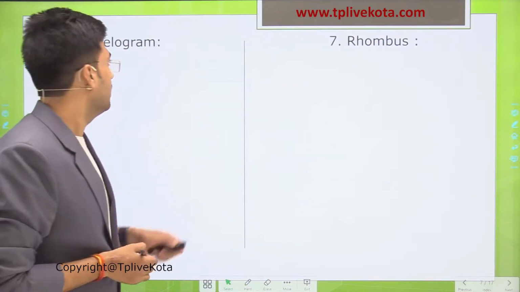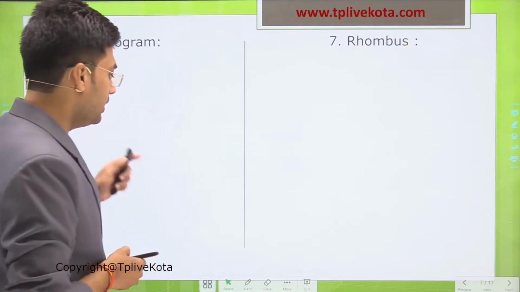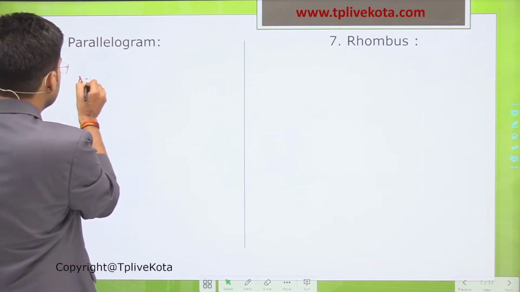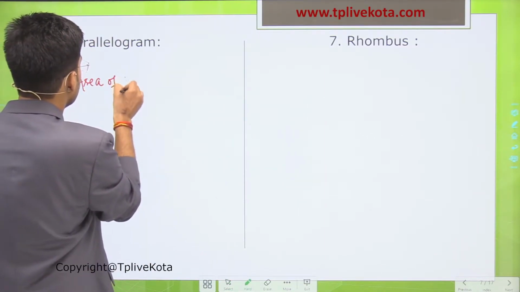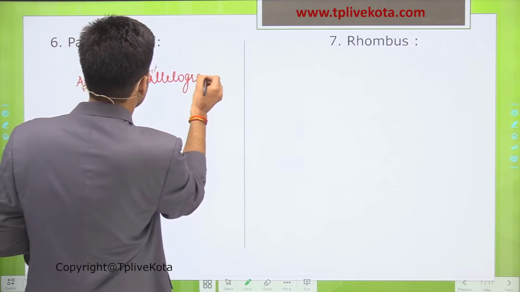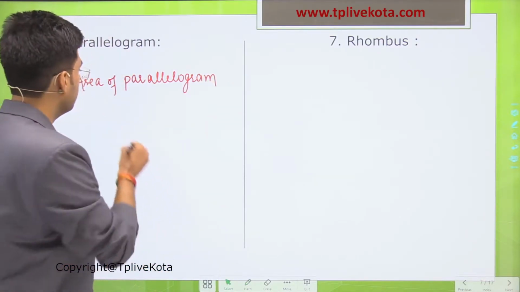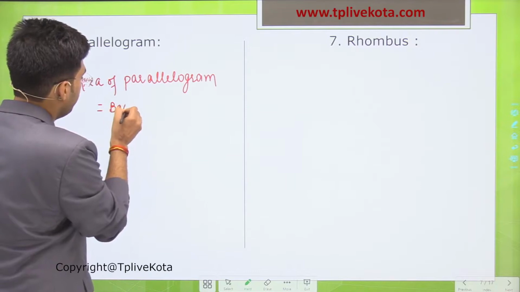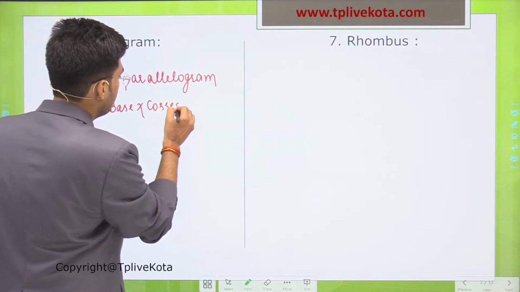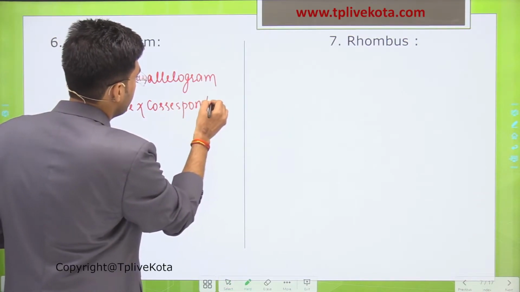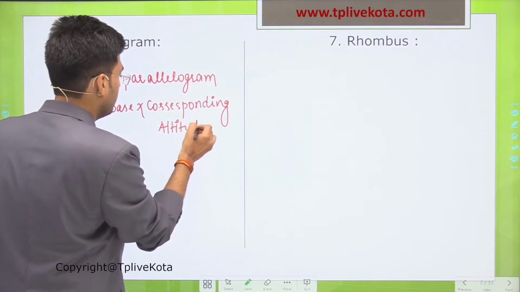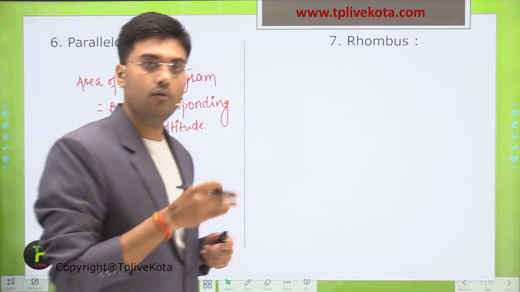Now what is the area of a parallelogram? In the previous chapters we discussed the area of a parallelogram. Area of a parallelogram is base multiplied by corresponding altitude. This is the formula for the area of a parallelogram.